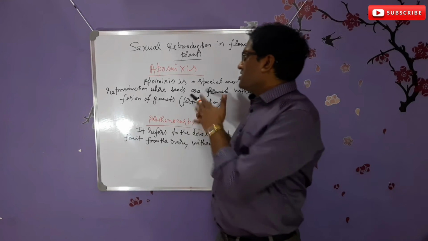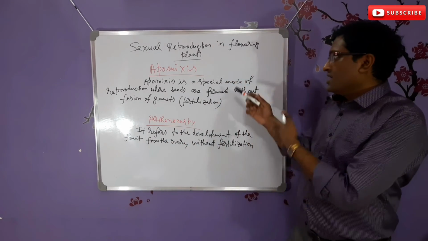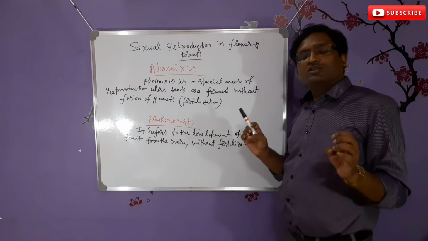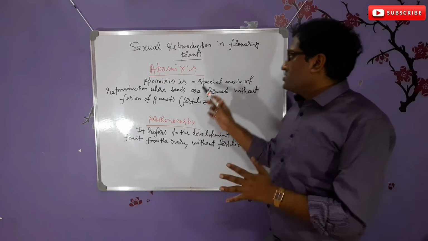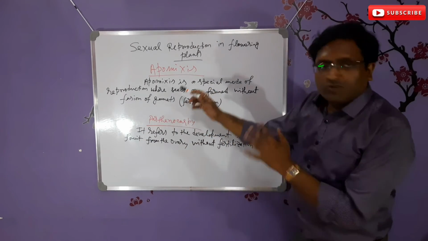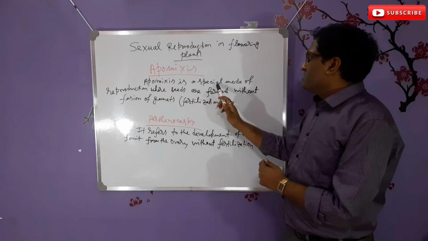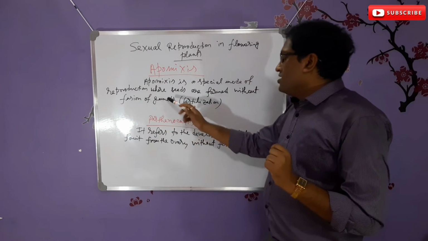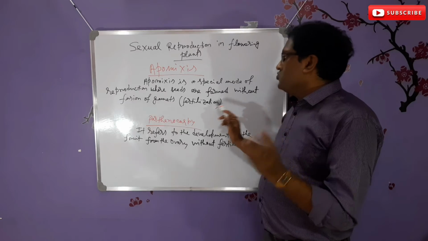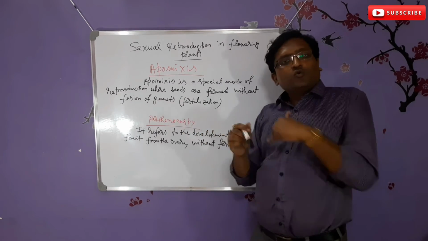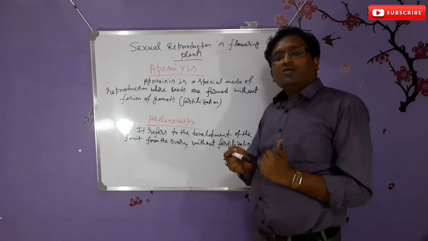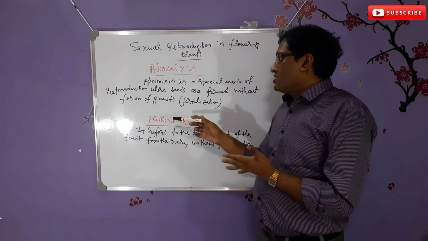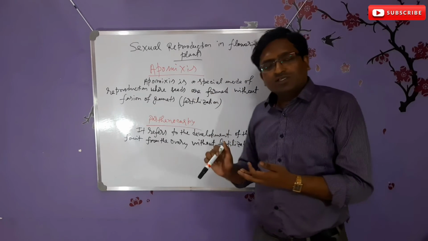So students, now we come to the last part of this chapter, that is apomixis and parthenocarpy. These two definitions are very much important in case of ISC. The first is apomixis. What is apomixis? Apomixis is a special mode of reproduction where seeds are formed without fusion of gametes. That is, there is no fusion of pollen grains with the ovule, no fusion of gametes, and without fertilization, seeds are produced, which is known as apomixis.